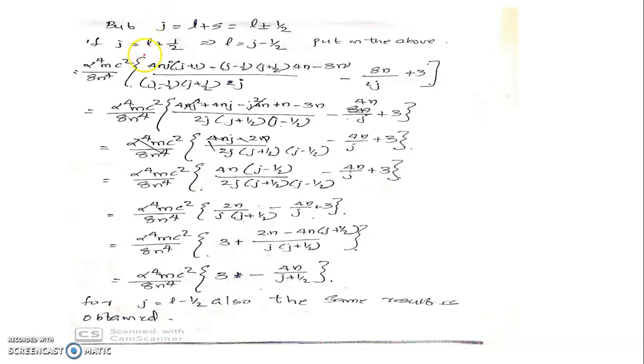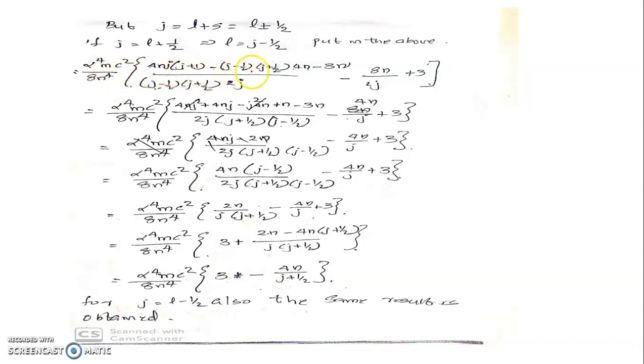For the time being, I will solve here this value for J equal to L plus half. The remaining for J equal to L minus half, you do it as a homework. Both these results are exactly identical. You will get the same result for J equal to L minus half also. This is only a mathematical work that we have to follow. When J equal to L plus half, L equal to then J minus half. Put these values here. We make it say alpha raised to 4 mc square by 8n raised to 4 as a common factor, which is taken out.